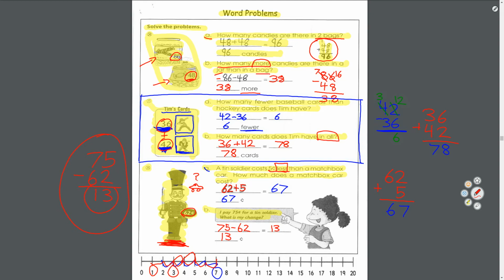A dime and 3 pennies. I know pennies are gone, but you know, I miss the penny. I miss the penny.